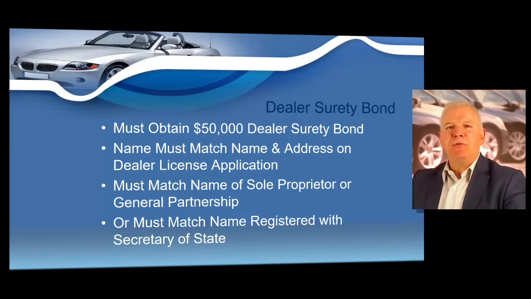The name and address on the dealer surety bond must match exactly the name on the dealer application filed with the Texas Department of Motor Vehicles. The bond must be issued in the legal first and last name of a sole proprietor or a general partnership if the business is a sole proprietor or a general partnership. For all other business entities that file with the Texas Secretary of State's office, the name must match the exact full name of the registered business name.